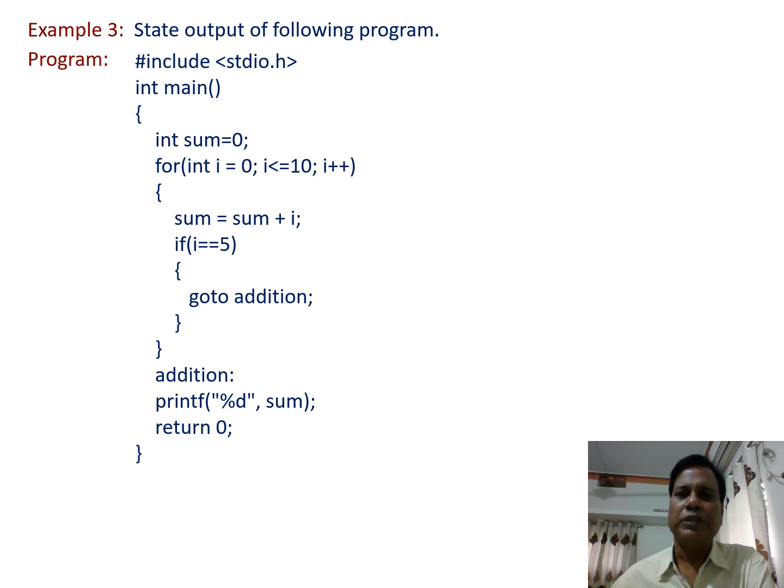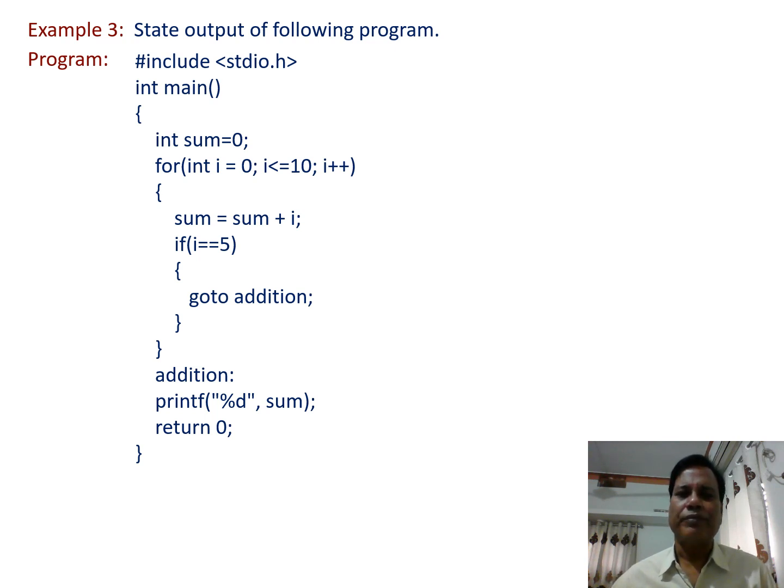Then the next one is the for statement. For int i equal to 0, the value of i is initialized to 0, and i less than or equal to 10 is compared. So the condition is true. When the condition is true, then the body of the for loop is executed. In the body of the for loop, first, sum equal to sum plus i. The value of i is added to the sum. So the value of i is 0 and the value of sum is 0. So 0 plus 0 is assigned to the sum.